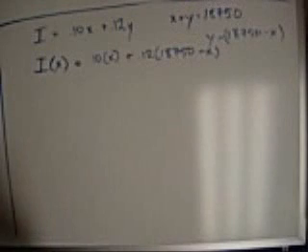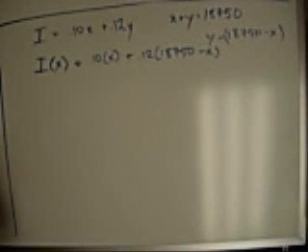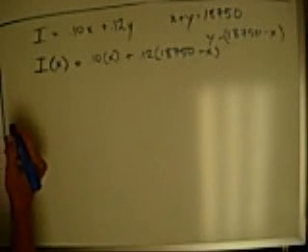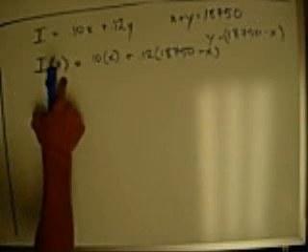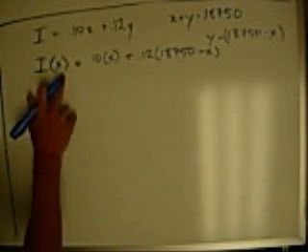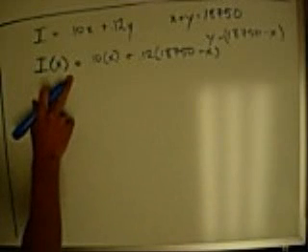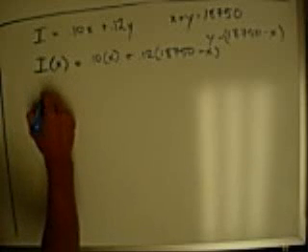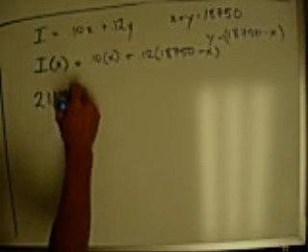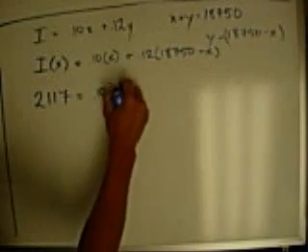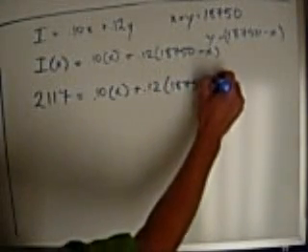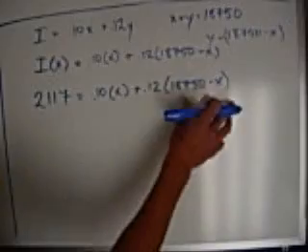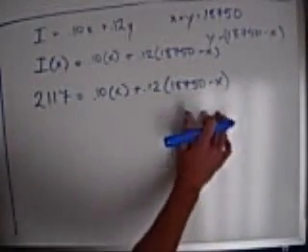Now I'm going to go back, and they're saying if the total interest earned for the year was $2,117, how much money was invested at each rate? So now I want to say, okay, the interest that I made, which is over here, this is I, is $2,117. So 2117 equals 0.10 X plus 0.12 times (18,750 minus X), right? Okay, so now I just want to work this out and solve for X.